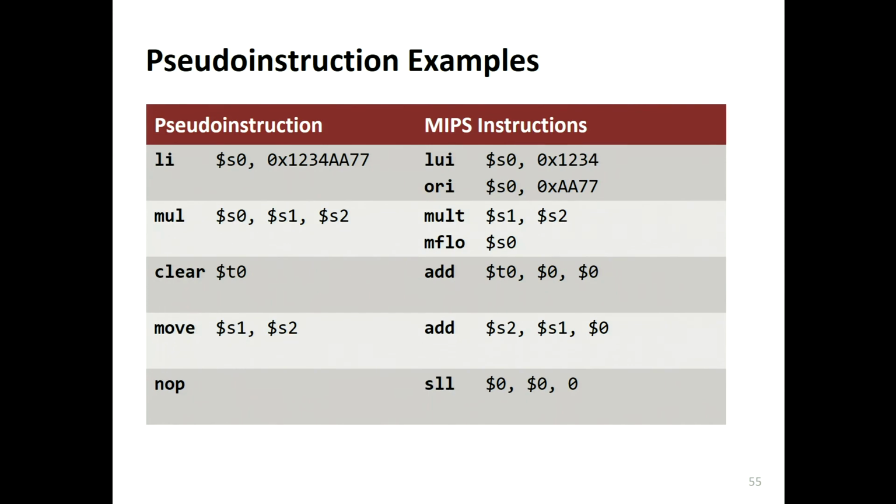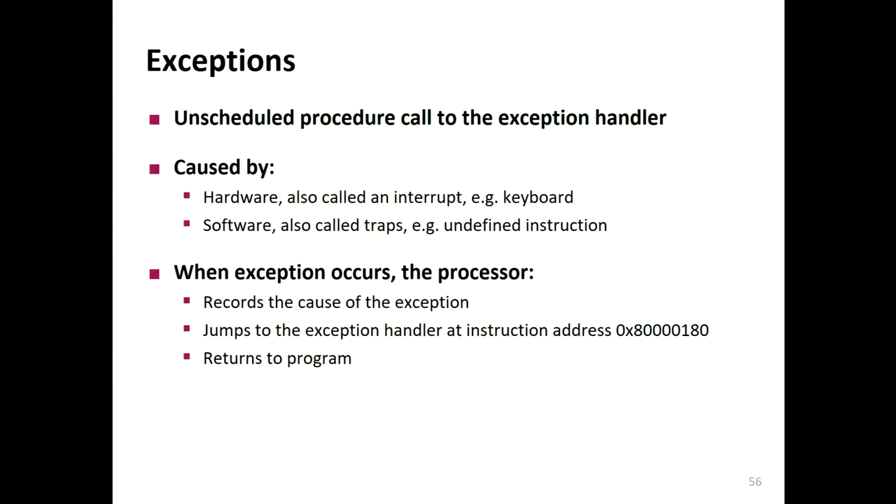When you want to multiply something and store the result in S0, it's going to store the lower 32 bits into S0. Clear would simply clear a particular register, and what it does is add these two 0 registers and store the result in your destination register. Move is yet another macro, so it's not part of the MIPS language, but it does the same thing as move. Nop simply does nothing. You always need this for some miscellaneous purposes.